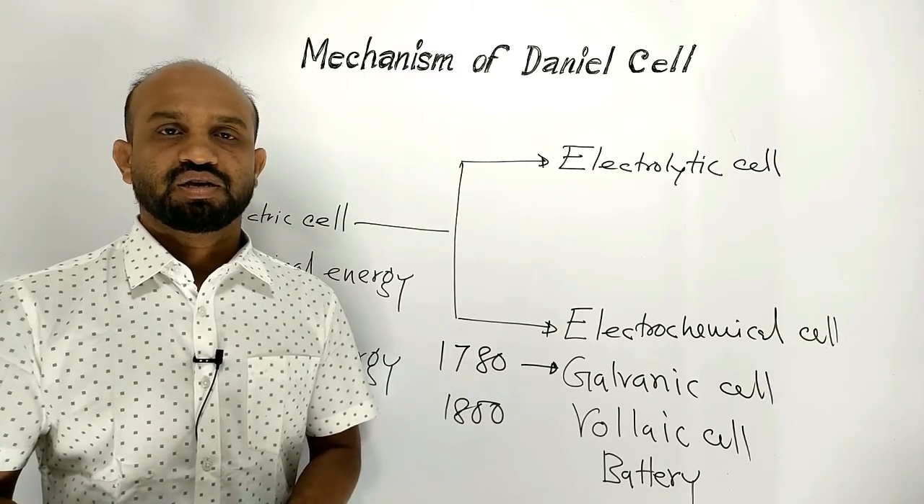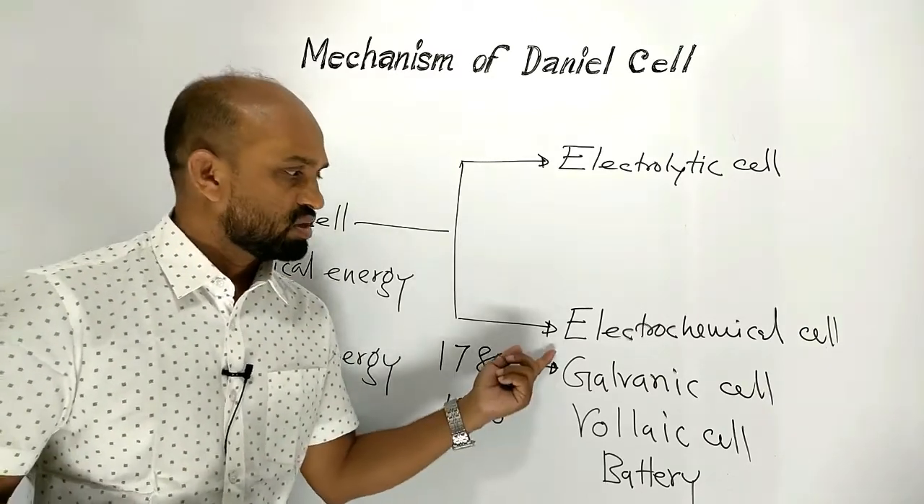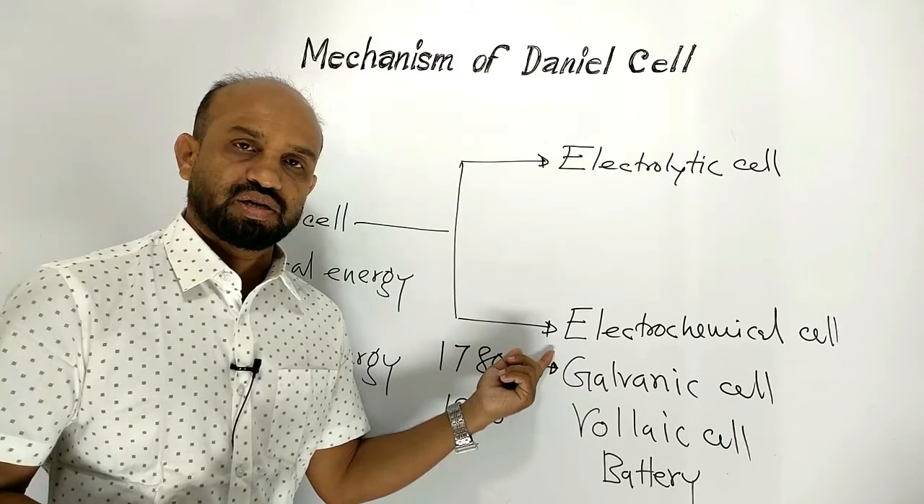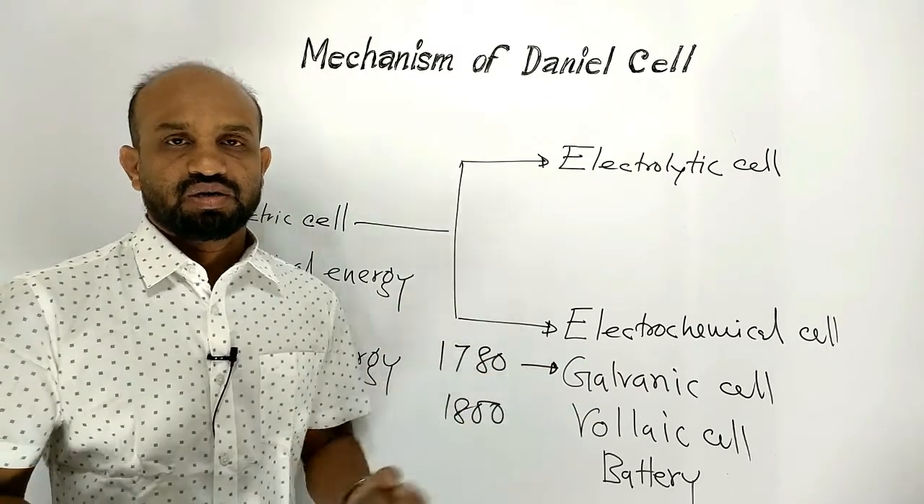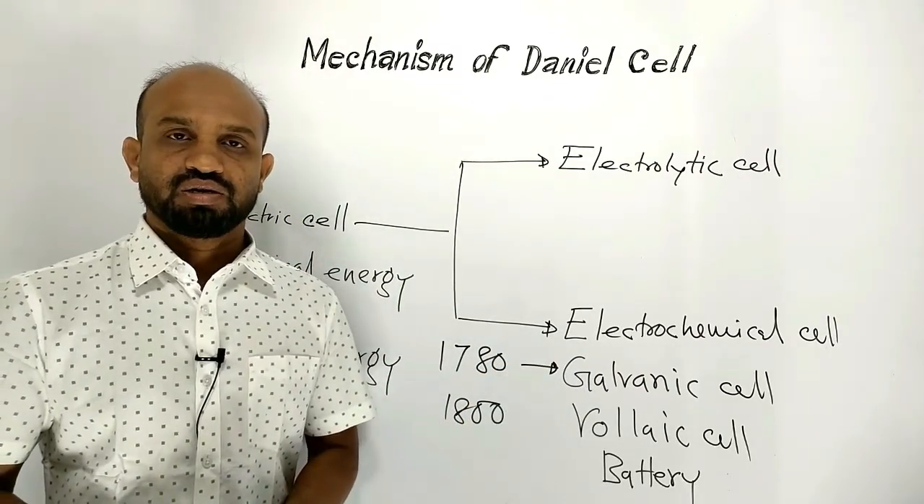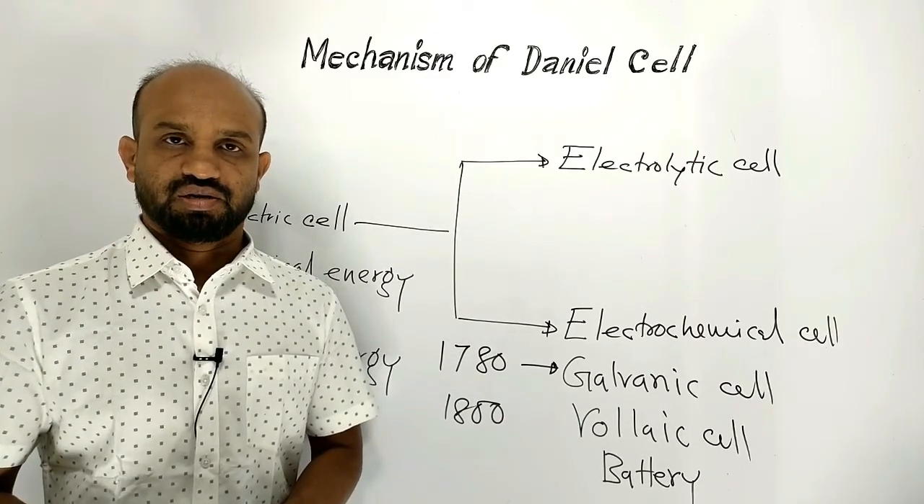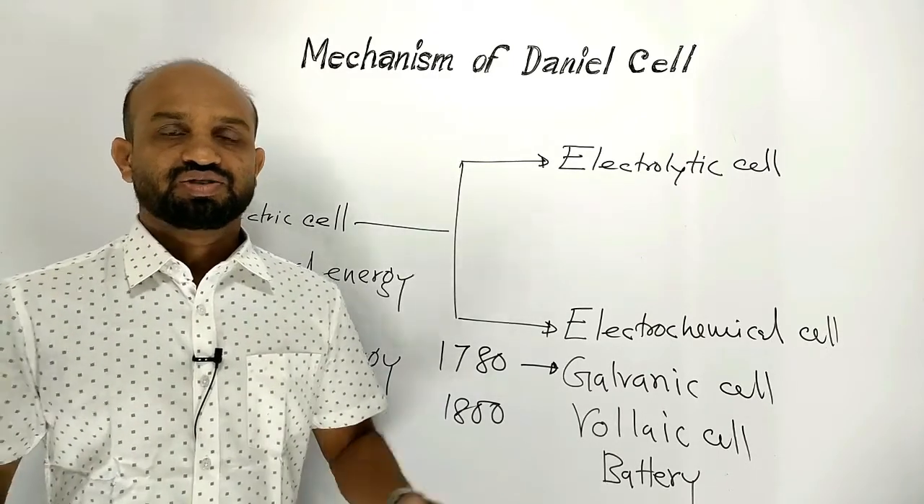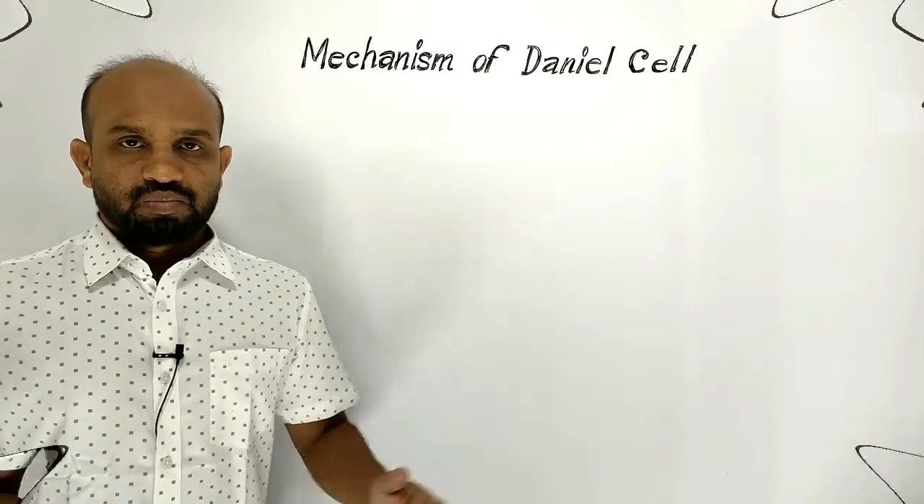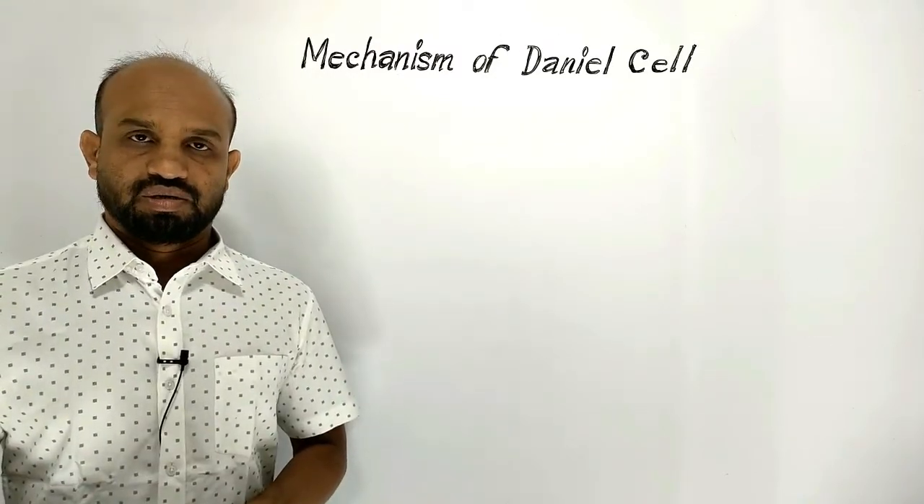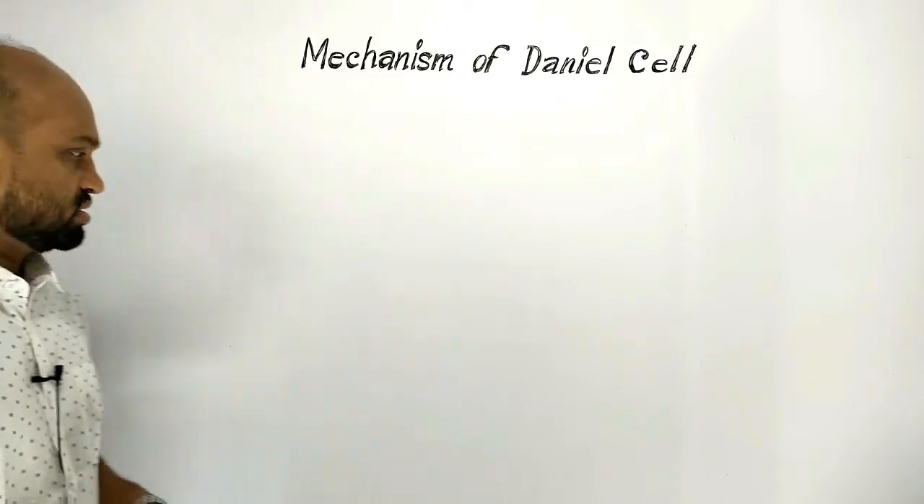Daniell cell is an example of an electrochemical cell or galvanic cell. In this lesson, we are going to learn the constitution and mechanism of the Daniell cell. So, let's go to the detail. Mechanism of Daniell cell. Let's see the matter.